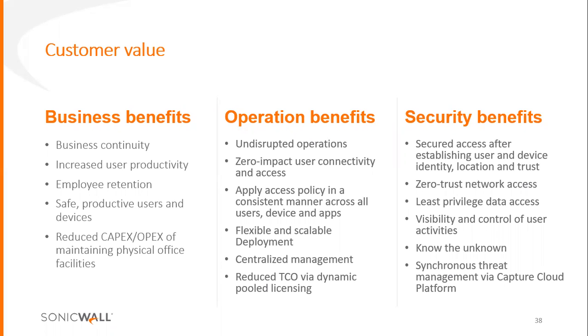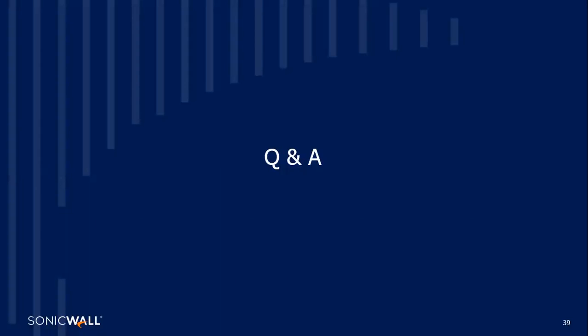In terms of the security benefit, we support secure access, the zero trust network, with least privilege data access, and also visibility and control of user activity. So we know which URL or which prohibited application a user tries to access. So this will be the end of our slide.